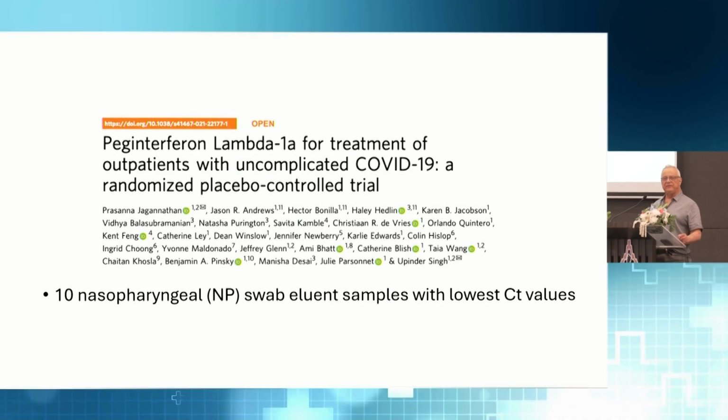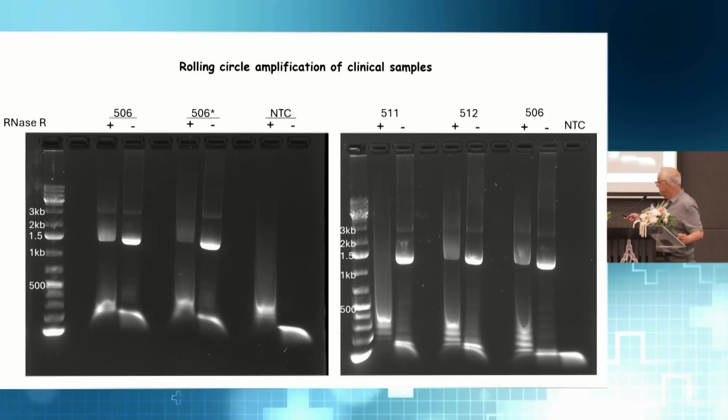So the second question was, well, these are tissue culture experiments. Are these circular RNAs important? Can you find them in infected samples? So what you see here, we have obtained samples from pegylated interferon lambda treated outpatients at Stanford University, which had COVID-19. And basically we obtained 10 samples, nasal swabs, and we asked, are these circular RNAs I just showed you present in these samples? And the answer is yes.